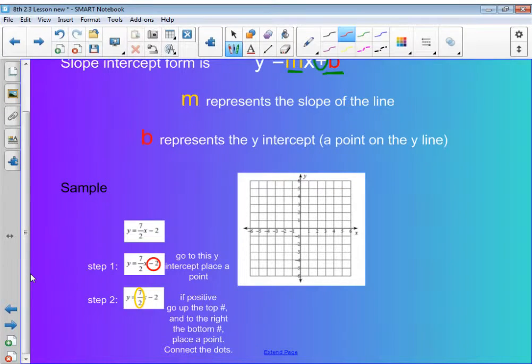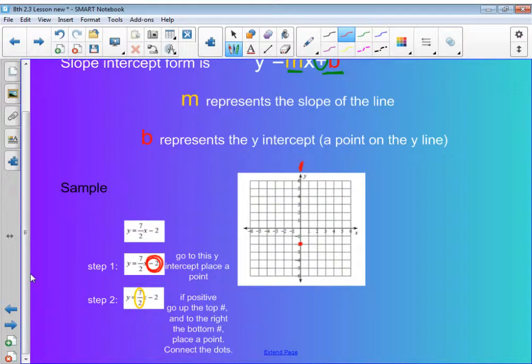So like last week when we worked on graphing slopes, they would give us a point on the graph, and then we would follow the slope and create the line. Well, now you're having to do the extra step of finding where that point is. So we're going to identify our y-intercept, which is at negative 2. On our y line, which is right here, we're going to go to negative 2 and put a dot. So there's my first dot.